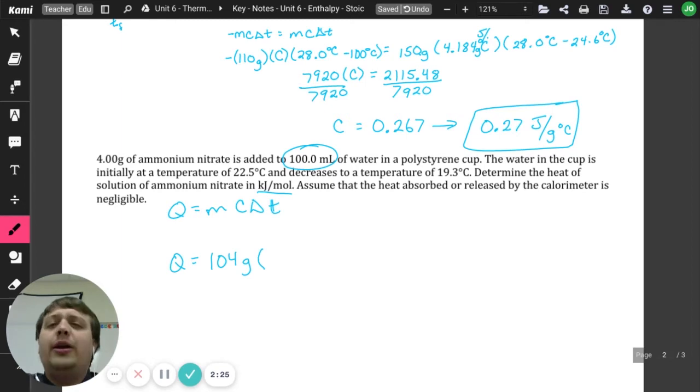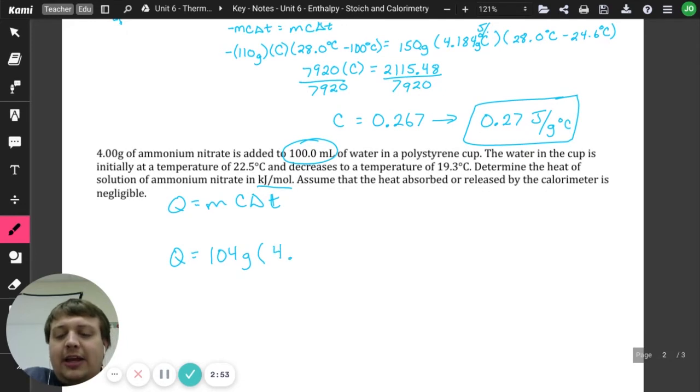Times. Well, now I need to figure out the specific heat of the solution. In comparison to the 100 grams of water, there's 4 grams of ammonium nitrate. That's a very, very little amount of ammonium nitrate, and so the specific heat of the ammonium nitrate is going to have very small effects on the overall specific heat. So I'm going to use the specific heat of my water instead. Water has a specific heat of 4.184 joules per gram degree Celsius.